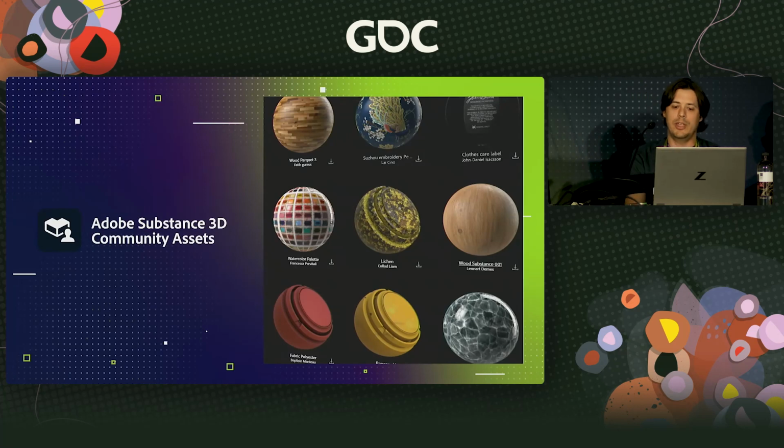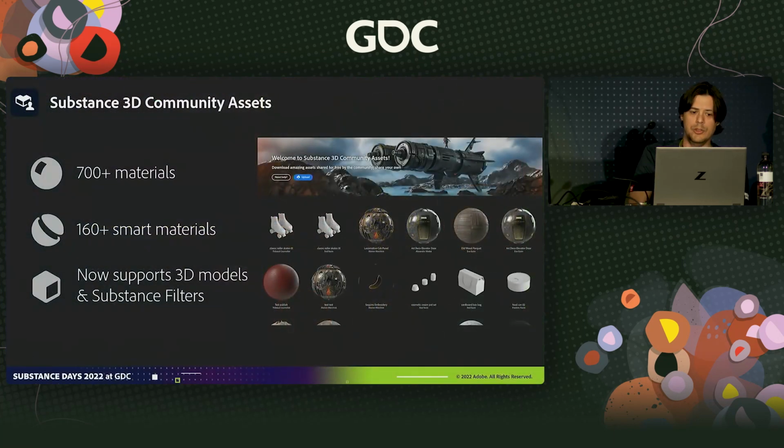So we also have a new section here for the new Community Assets platform. This is actually the successor to what we originally had with Substance Share. And this platform is growing as well. You'll notice here that we have hundreds of materials and smart materials. And what we're adding now, which is actually pretty awesome, is the ability to upload 3D models as well. So we're supporting FBX and GLTF to start.